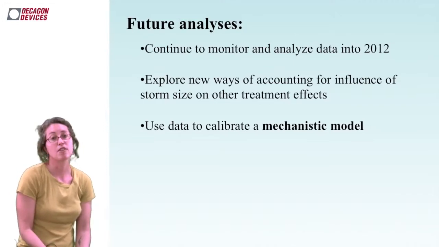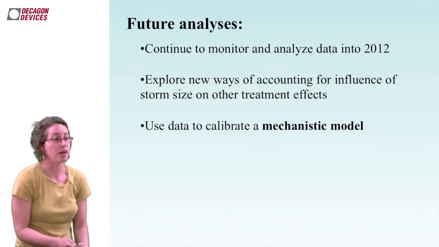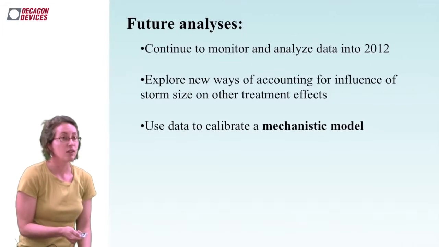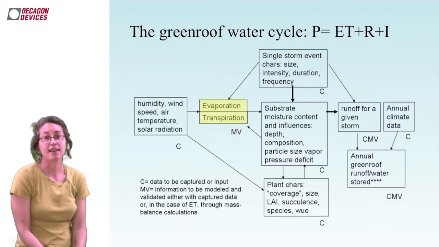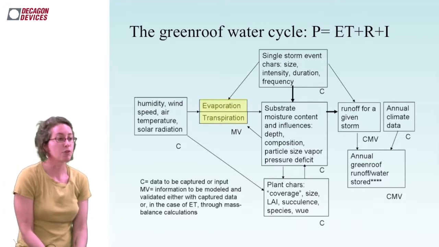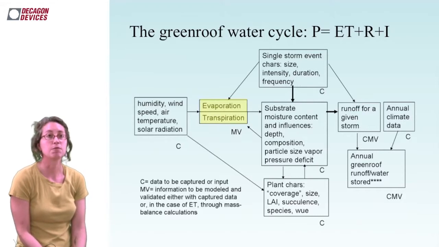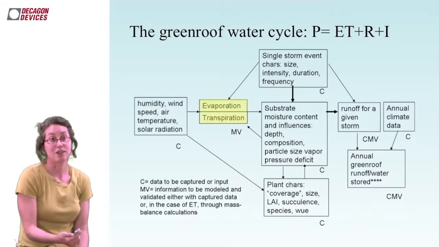But what is also very exciting is that we can now use this data to calibrate a mechanistic model of the green roof water cycle. So here's a conceptual diagram of how you might understand a mechanistic model of the green roof water cycle. If you focus mostly on that center box that says substrate moisture content, you can imagine that that moisture content is going to be influenced mostly by the size of the storm or the amount of water entering your green roof.